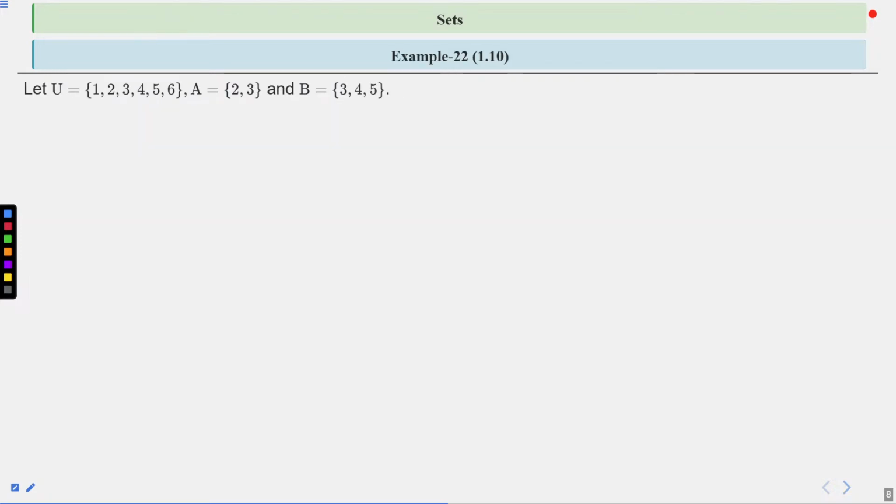Now another example. Here the universal set has 6 elements: 1, 2, 3, 4, 5, 6. A is a subset of U with 2 elements, 2 and 3. B is a subset of U with 3 elements, 3, 4, 5. So you have to find A complement, B complement, A complement intersection B complement, A union B, and hence show that A union B whole complement is the same as A complement intersection B complement. So try to answer this.